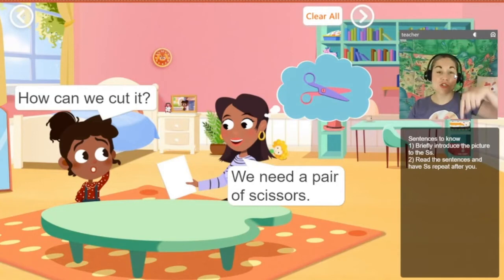If you look at the teacher directions, that's what it asks you to do. Read the sentences and have the students repeat after you. You have followed those directions and you can move on.